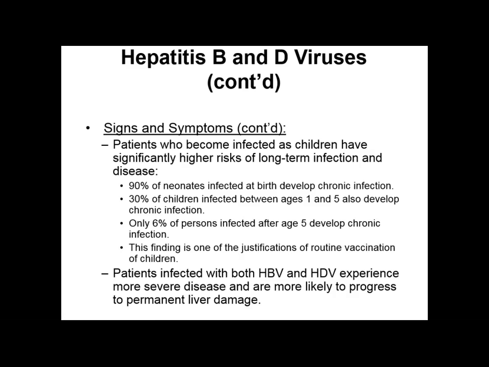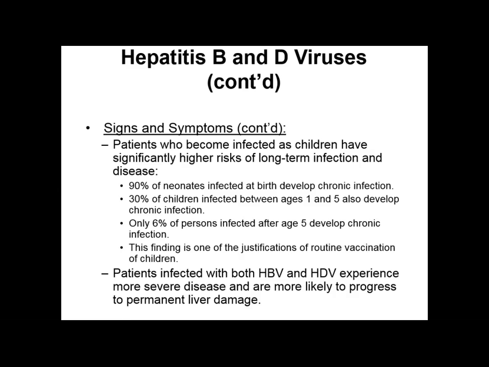Individuals that have become infected as children are going to have a very high risk of developing a long-term infection. If we look at neonates or newborn children, 90% of infected babies at birth develop the chronic infection. If they make it to the age of 1 without getting infected and then get infected at that toddler stage, there's approximately a 30% chance of them developing a lifelong chronic infection, and only 6% of individuals that are over the age of 5, when they are initially infected, will develop that chronic disease.